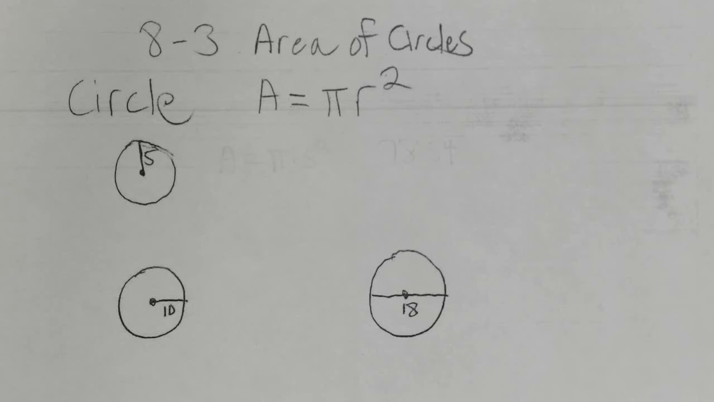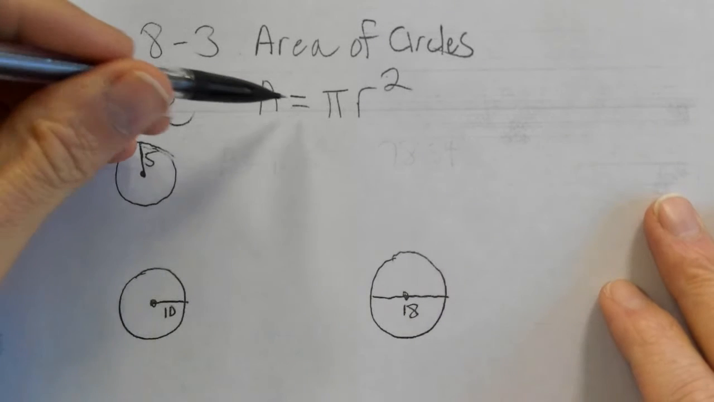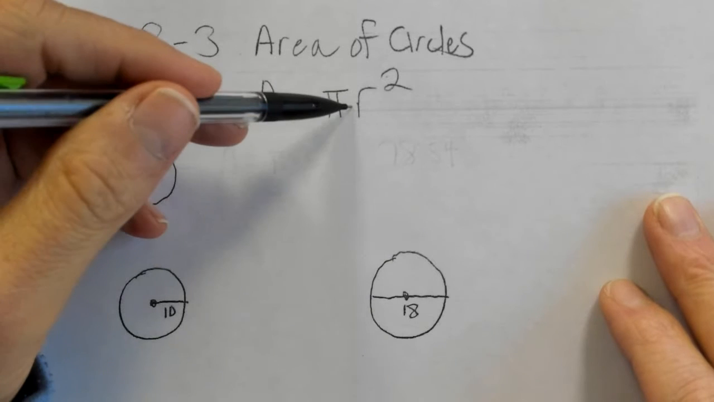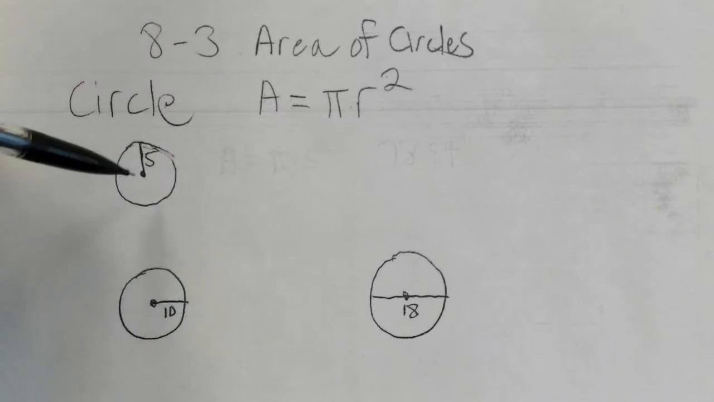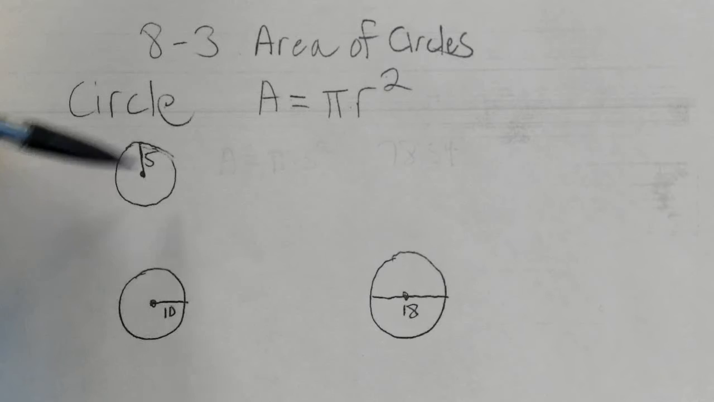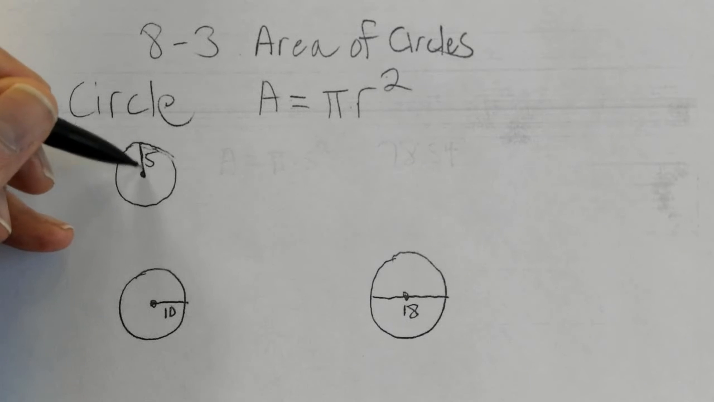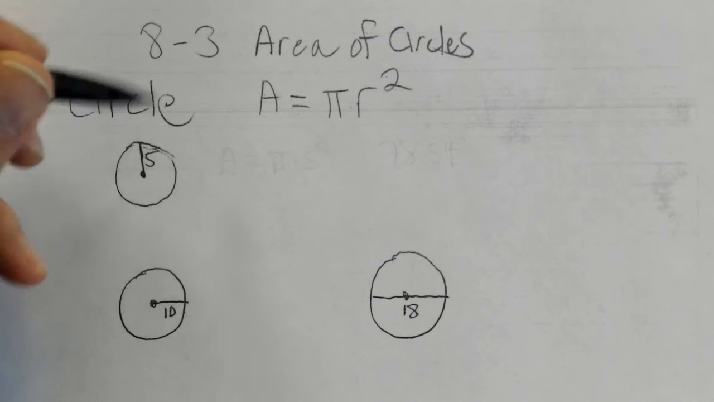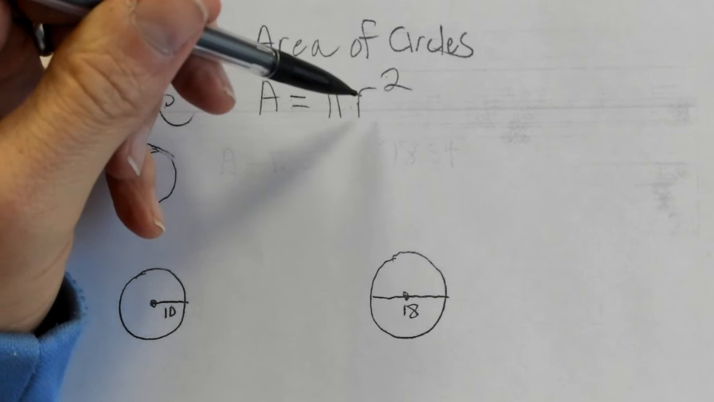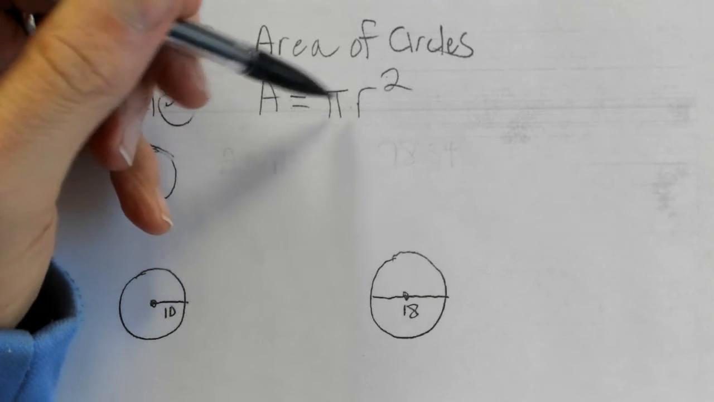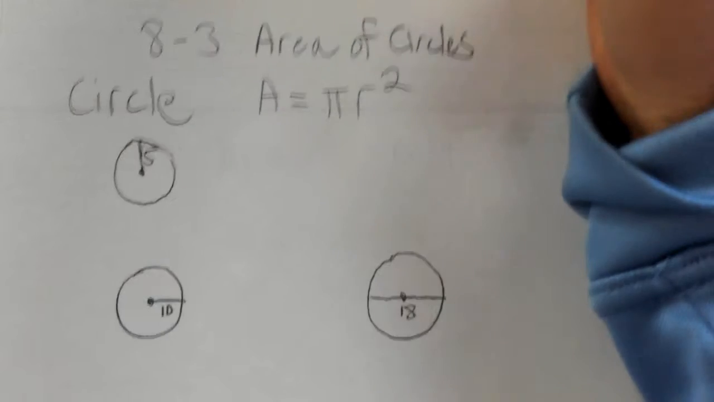Okay, in this section 8-3, our topic is going to be area of circles. Now, many of you are familiar with the formula for area of a circle. It's area equals pi r squared. R stands for radius. So if you know the radius of the circle, which remember is from the center of the circle to the outside edge, then you can square it, multiply it times pi, and you've got the area of the circle.